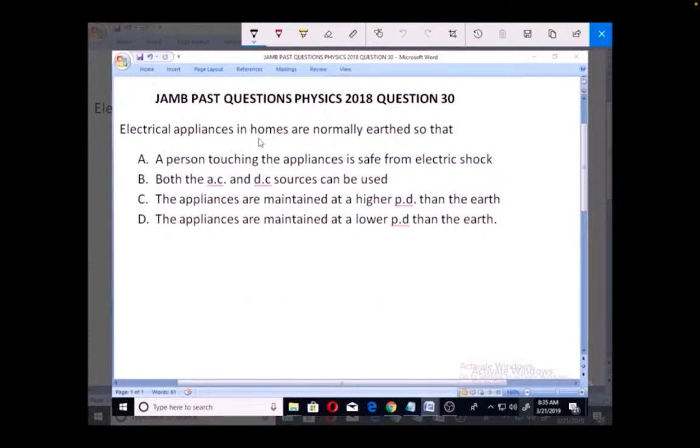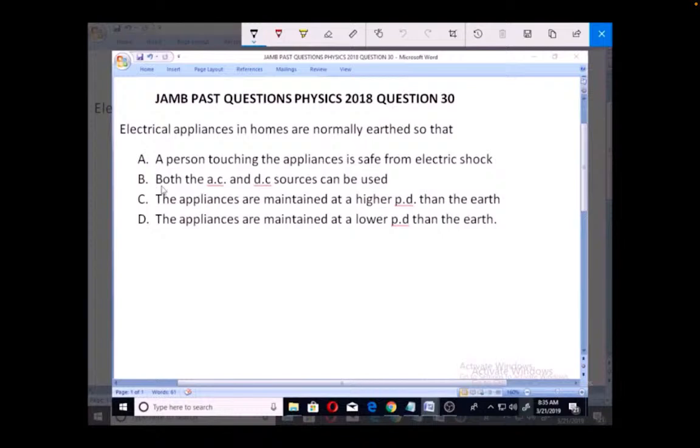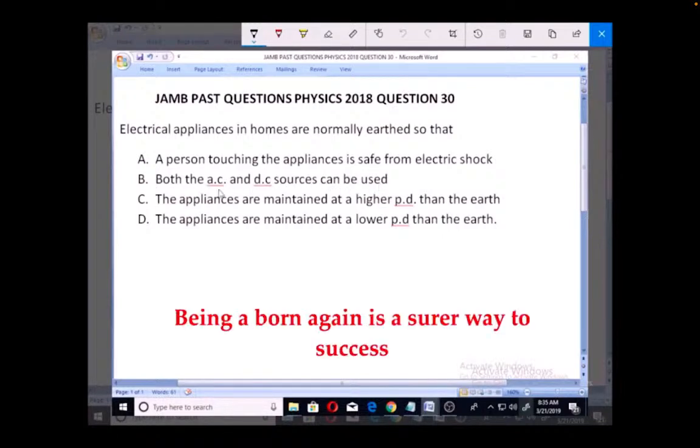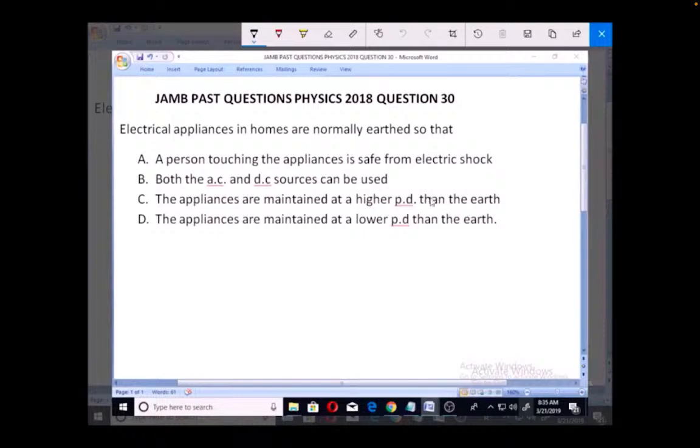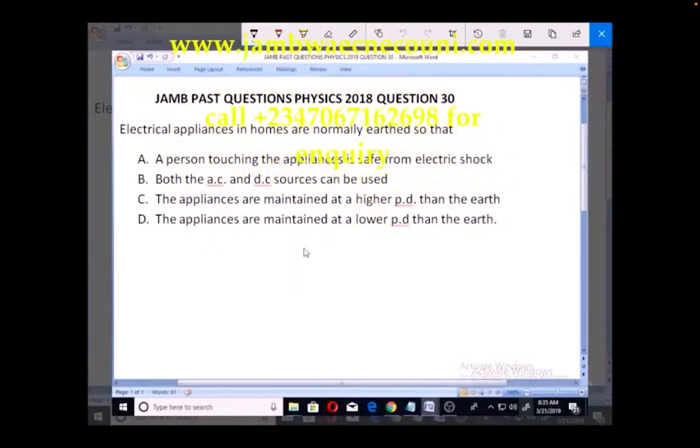Electrical appliances in homes are normally earthed so that: A, a person touching the appliances is safe from electric shock. B, both the AC and DC sources can be used. C, the appliances are maintained at a higher PD, that is potential difference, than the earth. D, the appliances are maintained at a lower PD than the earth. Wherever you see AC, it simply means alternating current, and DC means direct current.